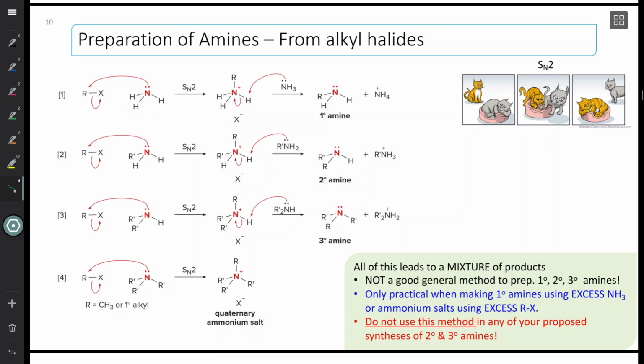NH3. And like we said, this is very basic, right? You have these lone pairs. They're going to act as a nucleophile and do SN2 on, so this is our nucleophile, this is our electrophile. It's just an alkyl halide, right? And it's going to boot off the halide, and we're going to add that R group to our nitrogen.